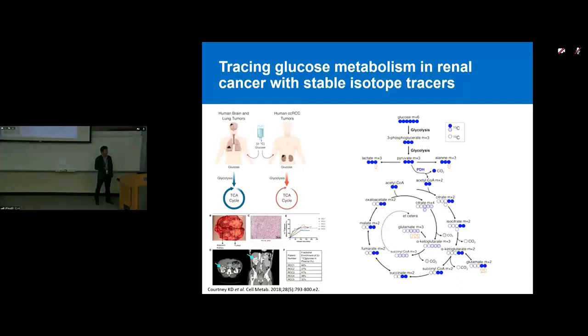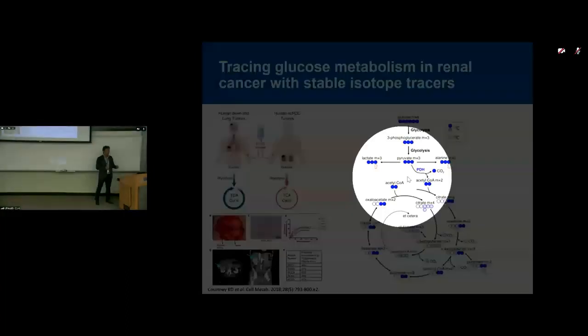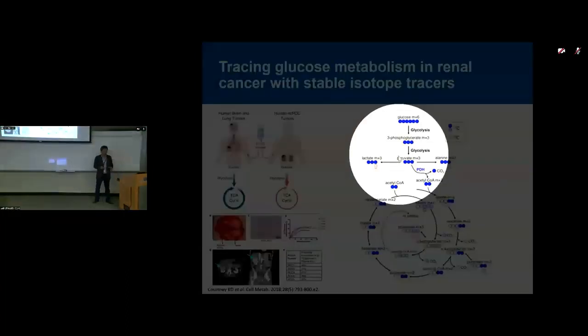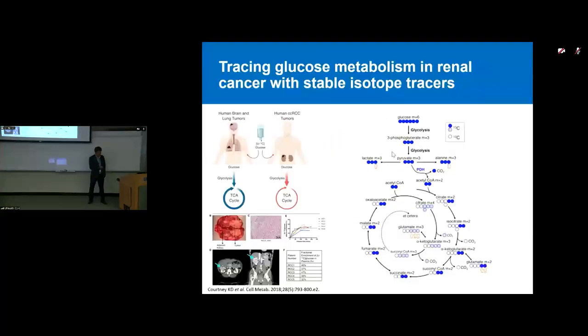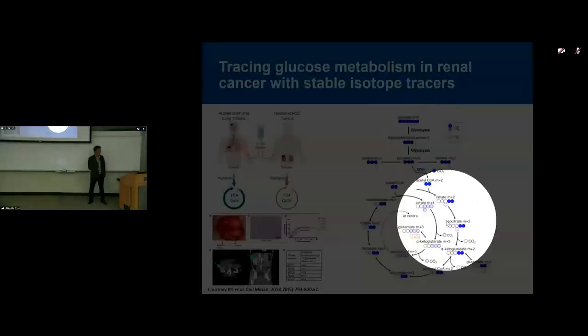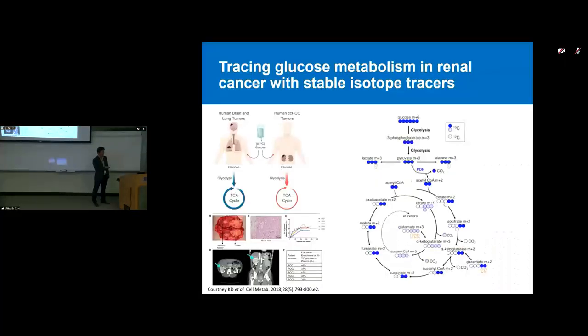If you want to take a look at this, the filled blue circles represent carbon-13, and the open ones represent naturally occurring carbon-12. You can take a look at any step of the metabolism and answer one of those questions that I mentioned earlier: how much of certain metabolites there is, and how fast. We can actually calculate flux with a lot of fitting models that are out there.